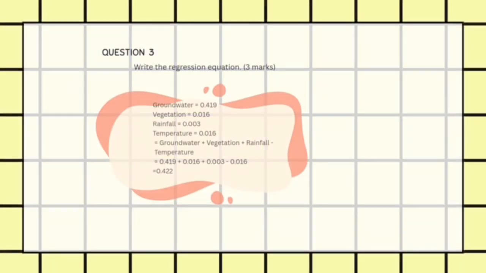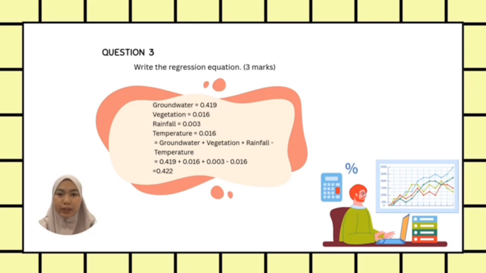Next. Question 3. Write the regression equation. So the regression equation is groundwater plus vegetation plus rainfall and minus temperature. So we have to know each value of it. First of all, groundwater is 0.419. Plus vegetation, which is 0.016, and plus rainfall, which is 0.003, and we have to minus temperature, which is 0.016. And the answer of the total of this equation is 0.422. That's all.